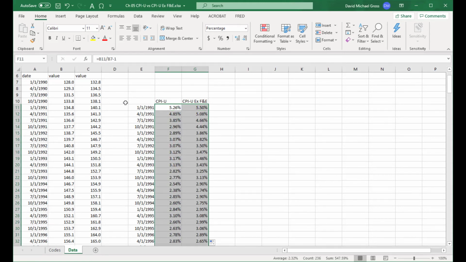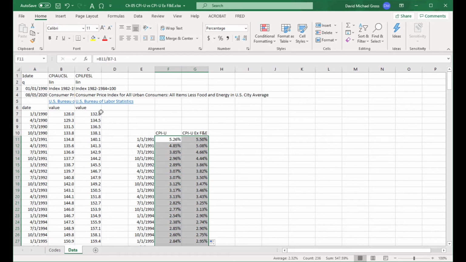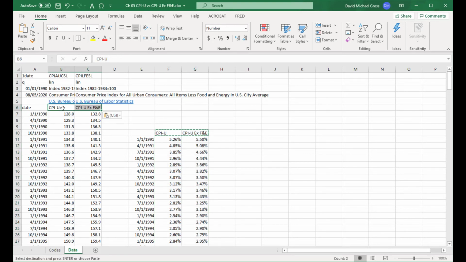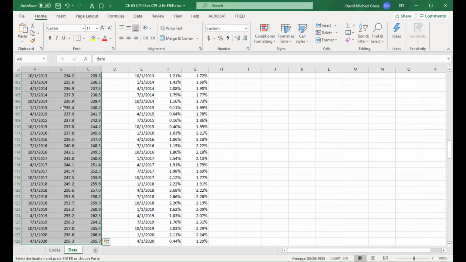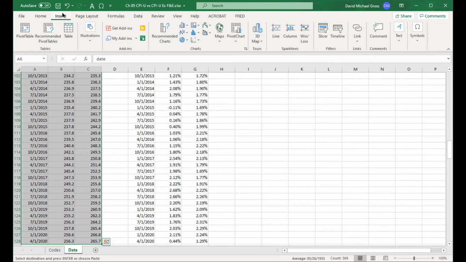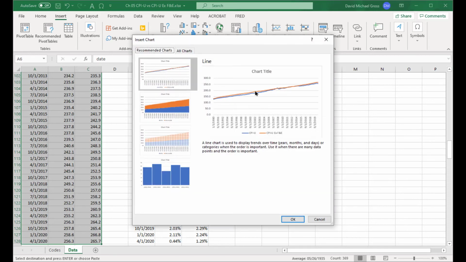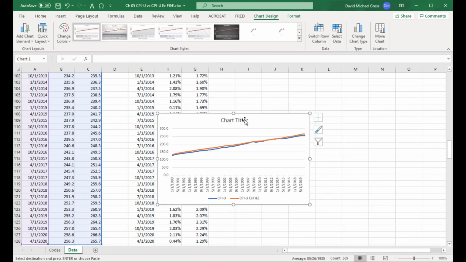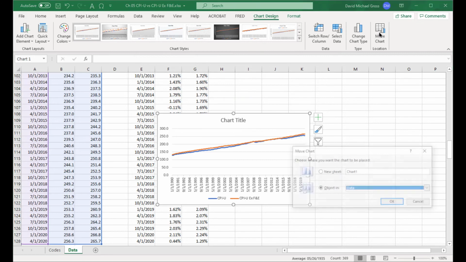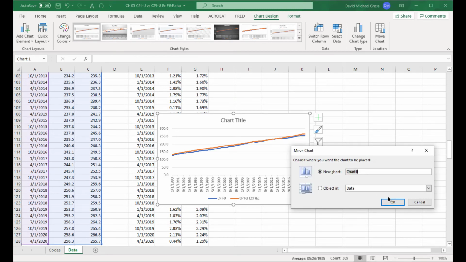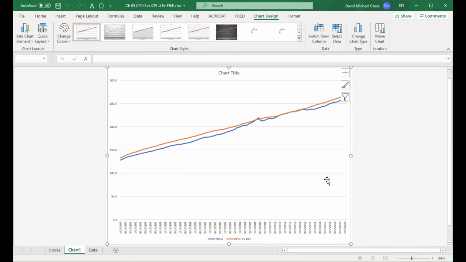Okay, so quickly, let's just graph these. Let's see what it looks like if I graph them. I'll highlight all the data, go to Insert, Recommended Charts, and take a line graph. I'll click OK, click the graph, go to Move Chart to its own sheet, and that'll make it a little bit bigger. Okay, and I can see that the orange line is excluding food and energy, and the blue line is all urban, and I can see that it was a little higher for a period of time, and then a little lower, but I can also see it's less volatile.